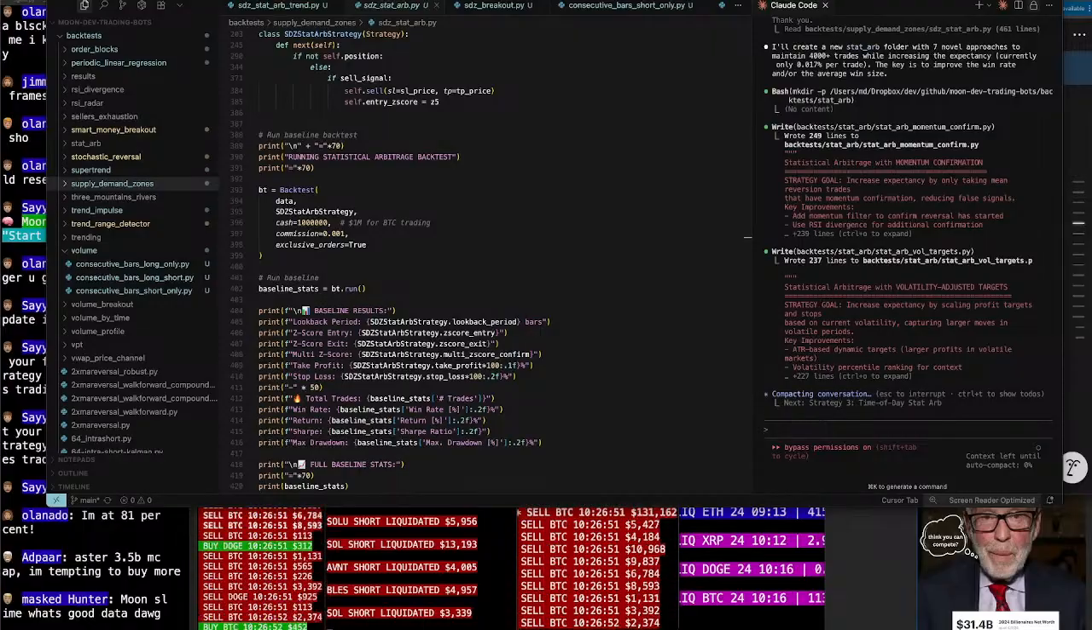So we got her working on building some new ideas out based off of this StatArb, because the StatArb looks good on a backtest at least.